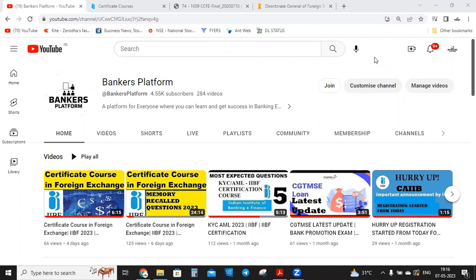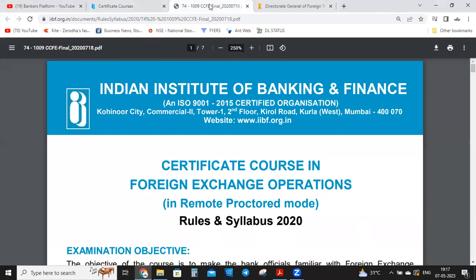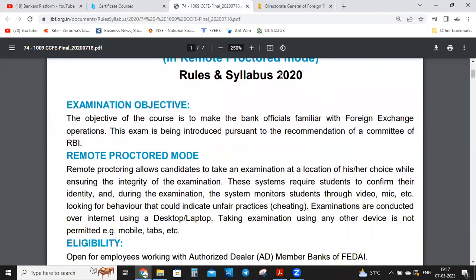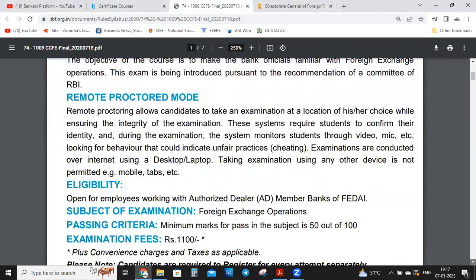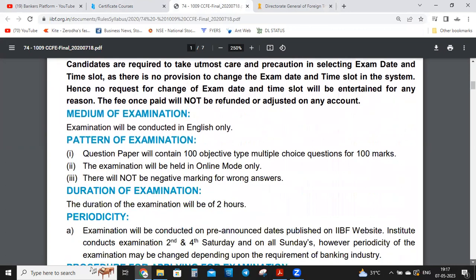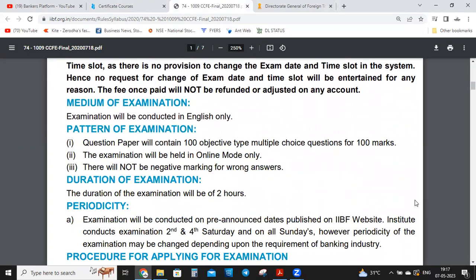So friends, today we will discuss a few things related to the certificate course in foreign exchange. First of all, we'll see the syllabus, and this is the latest syllabus which is available on the IIBF site. Here you can see this is of 2022 and it is not updated till now. So friends, let's see which topics you have to study for this exam, which are important. So let's start.